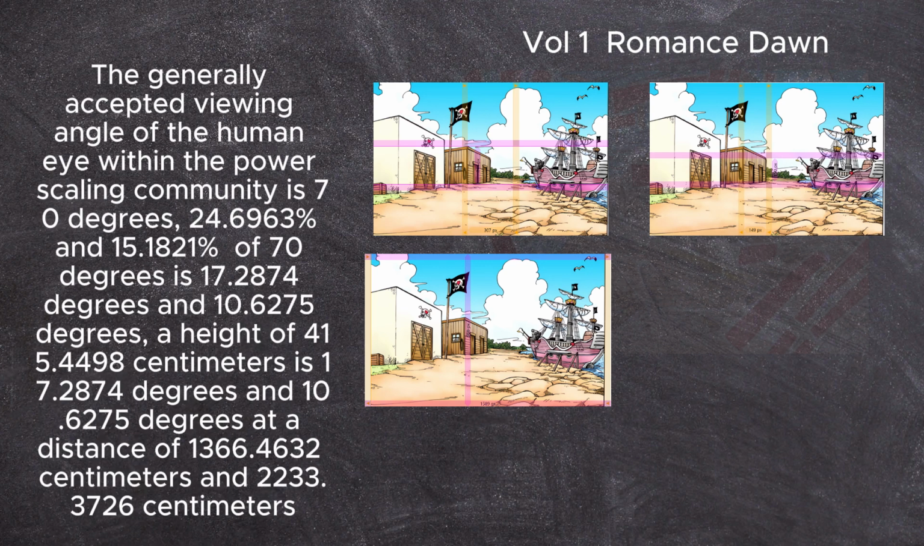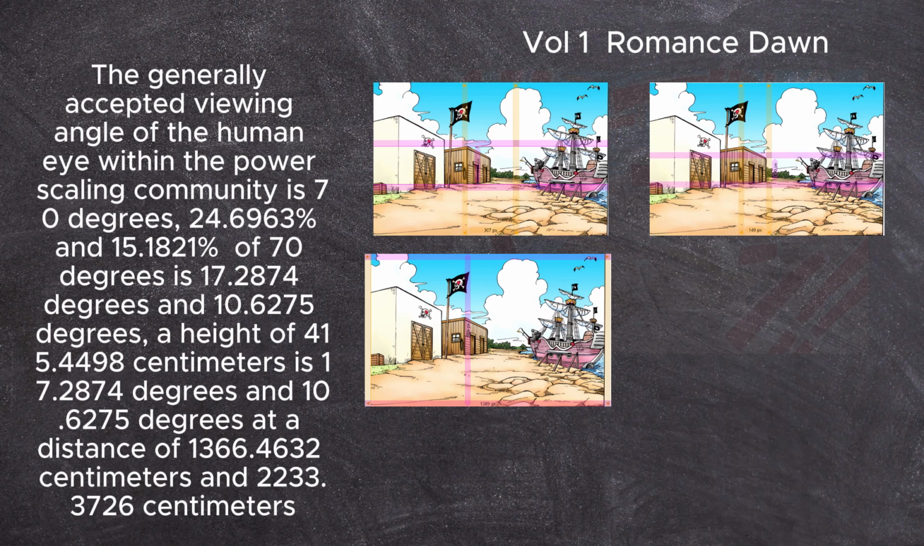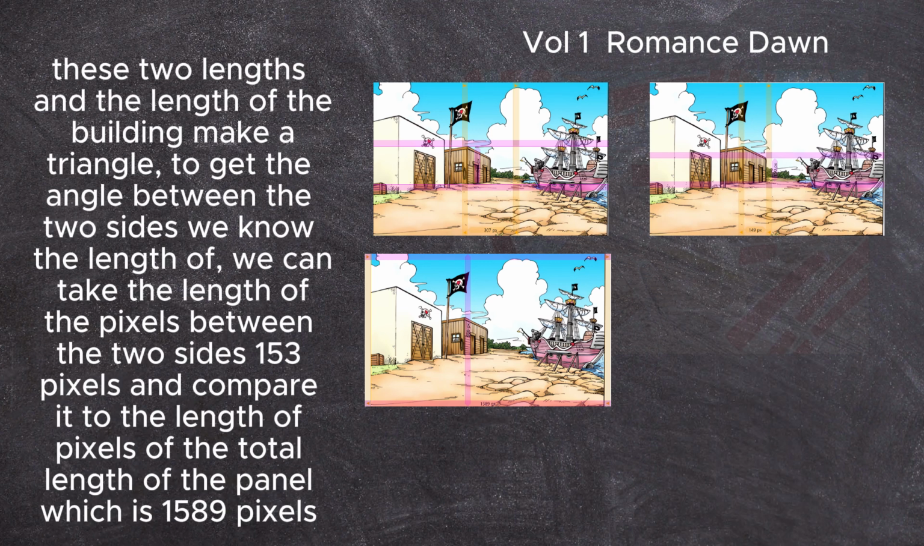The generally accepted viewing angle of the human eye within the power scaling community is 70 degrees, and 24.6963% and 15.1821% of 70 degrees is 17.2874 degrees and 10.6275 degrees. A height of 415.4498 centimeters is 17.2874 degrees and 10.6275 degrees at a distance of 1,366.4632 centimeters and 2,233.3726 centimeters. These two lengths and the length of the building make a triangle.